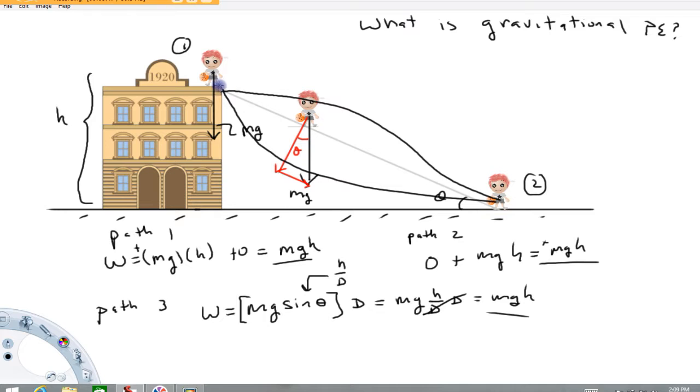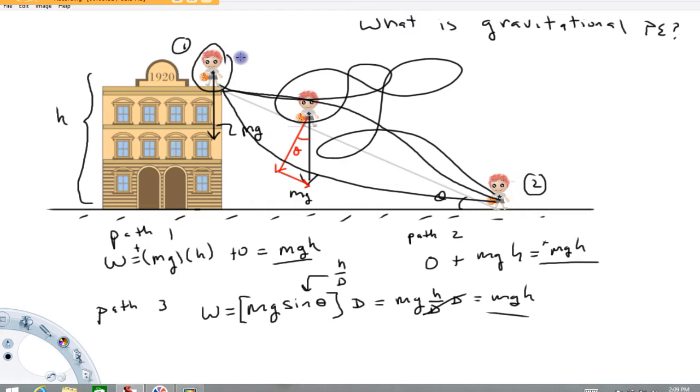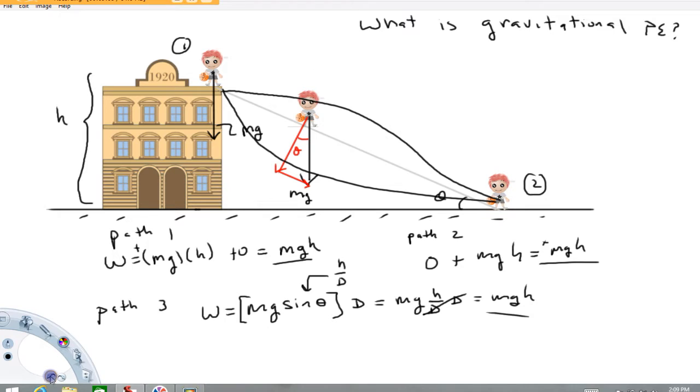Or he could actually fly in the air and do loop-de-loops. As long as he starts here and he ends here, the work done by gravity is going to be the same, mgh. Furthermore, you'll notice that the left-right distance never came into play at all. It turns out that the only thing that matters when calculating the work is the height difference.